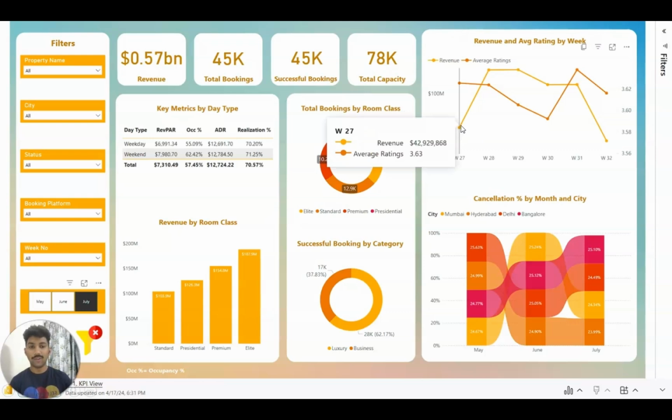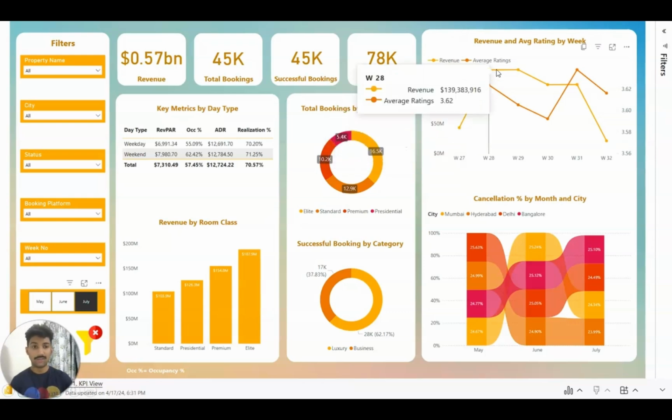Here at week 27, very low, 42 million. Then we go to the next high. Okay, 139.83. No, it is still low, not the next high. Then we got the next high, $139.73 million at week 29. So here we got to know that the overall revenue at week 29 in the month of July was $139.73 million.